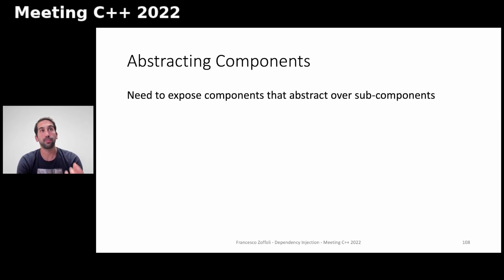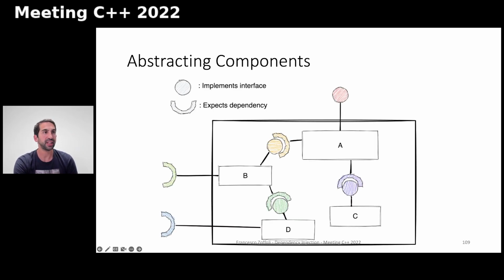We need to expose components which abstract over these sub-components. Let's see an example. In the image here, the round thing means an interface which is provided, and this half moon means that we are expecting an interface. The different colors represent different kinds of interfaces. So we can see that here there's a macro component which is composed of smaller components, which offers an interface and expects two other interfaces. And inside there's a wiring of a bunch of different components which have different expectations, different interfaces to implement this logic.